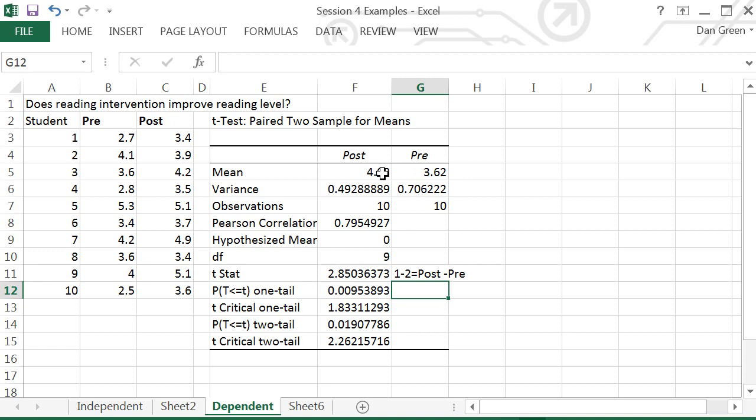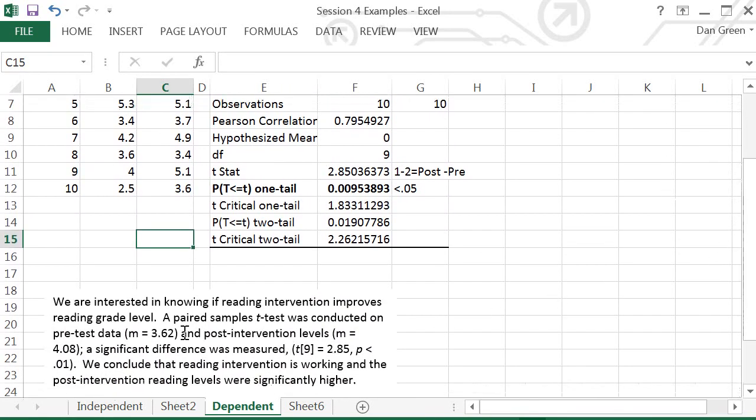We want to know, is it significant? We're testing, is it greater? Greater is a one-tailed test here, so we're going to use the one-tailed p-value to make our decision. Our p-value here is 0.009, and what we notice about that is it's less than 0.05, so that means our difference is significant. Here's what the APA summary would look like.